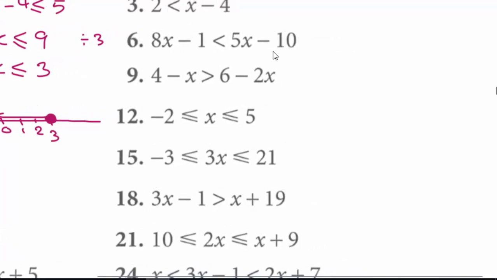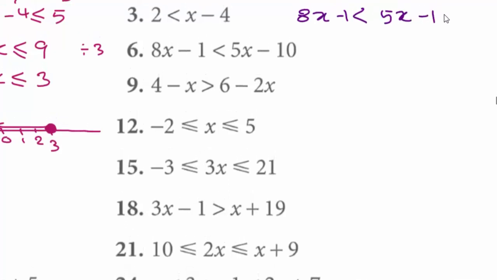What if we have expressions on both sides of the inequality? Then that's how we deal with it. It's the same as solving equations. We need to have x's alone on one side, numbers on the other side. Done. 8x minus 1 is less than 5x minus 10.